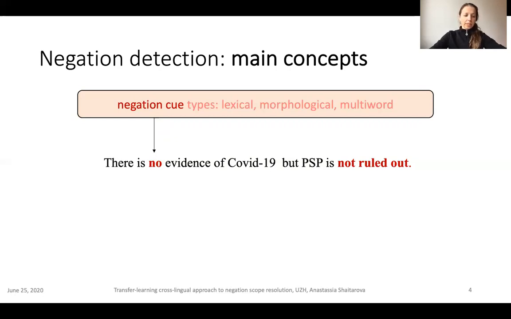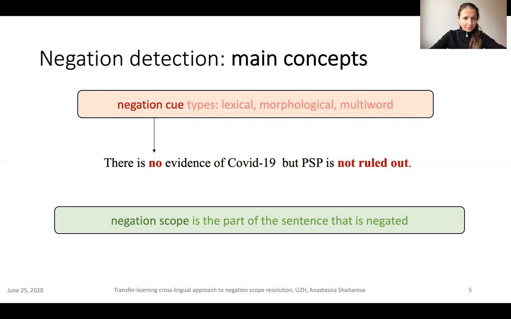The second step in negation detection is the resolution of scope. This is the step we're interested in. Negation scope is the part of the sentence that is negated. Here, it is evidence of COVID-19. It is affected by the cue no and is negated. But how is scope usually identified? As we can see, it is a span or a sequence that is governed by a lexical or a syntactic unit.